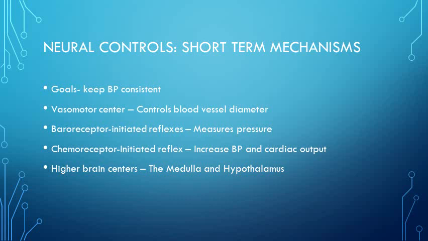There are also chemoreceptor-initiated reflexes, which increase blood pressure and cardiac output. So if O2 levels drop or CO2 levels go up, it causes an increase in heart rate and an increase in blood pressure as well. And lastly, there are higher brain centers like the medulla and hypothalamus.